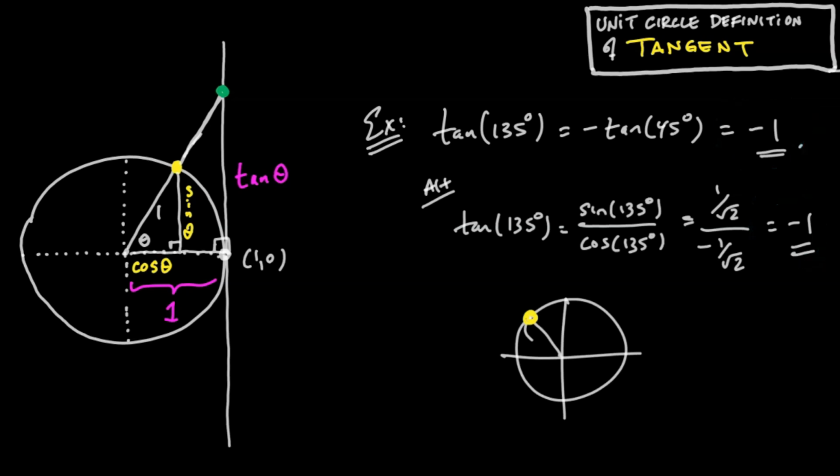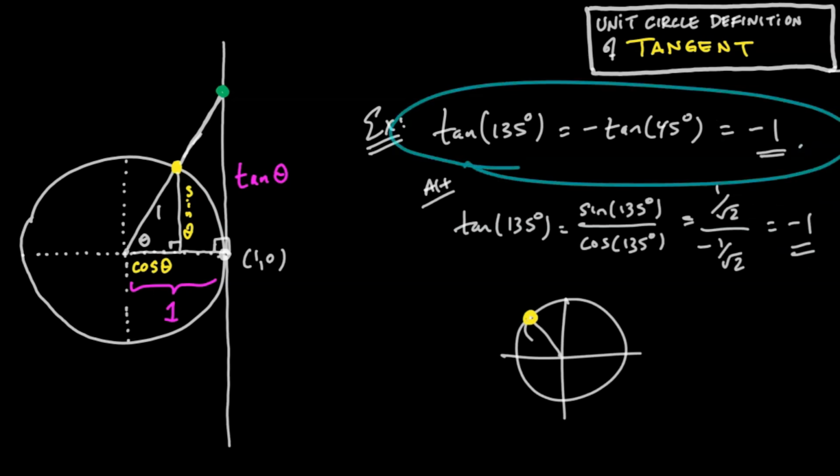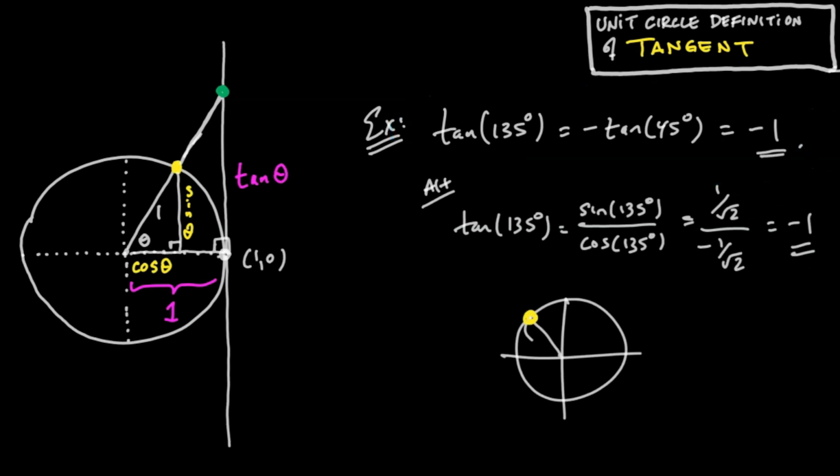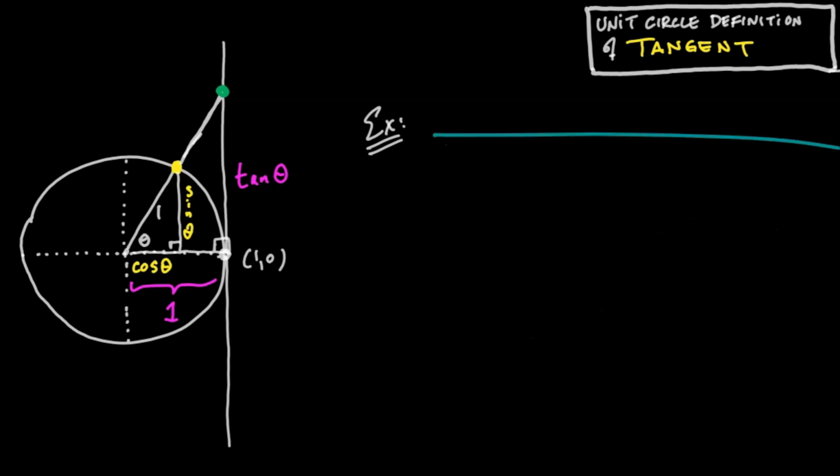Both approaches are fine. I think this one is a little cleaner once you get used to it, and I will show you a third way very soon when we get to our second interpretation of tangent on the unit circle. But for now, I just wanted to show you how it works. Let's do one more example.